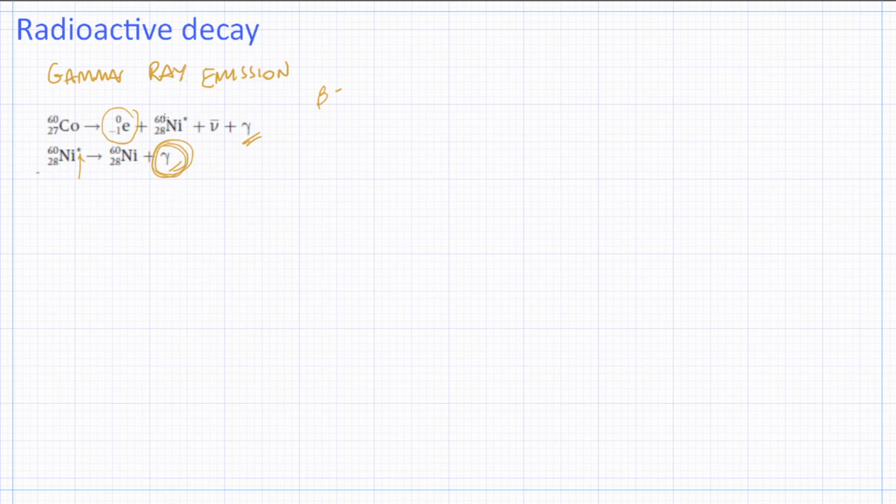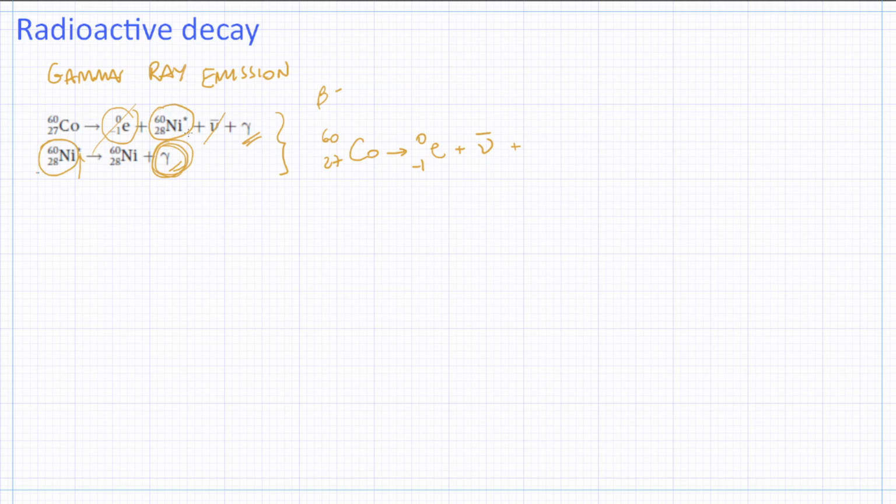Now, if you observe, this nickel is the same as this one, so you could actually even combine both equations here. So we would have cobalt shooting off an electron, and I'll just put our anti-neutrino here first, plus.